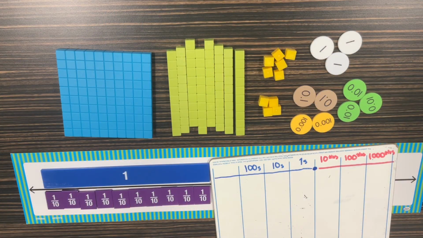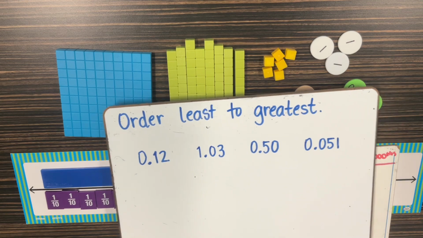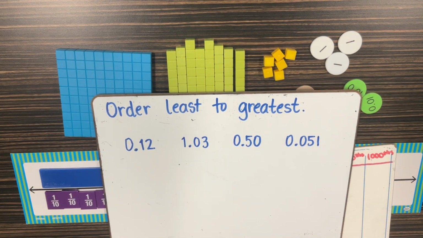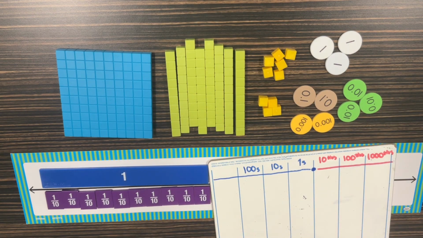These are some of the tools we might use today to order decimals. We will be ordering least to greatest the following decimal numbers. Go ahead and decide which tools you want to use. Choose 2 tools so that you can check your work. Pause the video now to gather the tools you want to use for this problem.